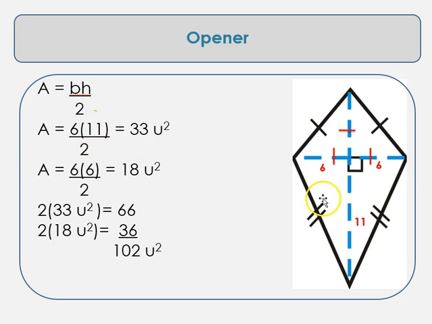So let's solve the two larger triangles. Area equals base, which is 6, times height, which is 11, divided by 2. That's 66 divided by 2 is 33 units squared. The top triangles are 6 for the base times the height 6, which is 36 divided by 2, which is 18 units squared. And there are 2 of each of them, so 2 times 33 is 66, 2 times 18 is 36, and we have 102 units squared when they're added together.